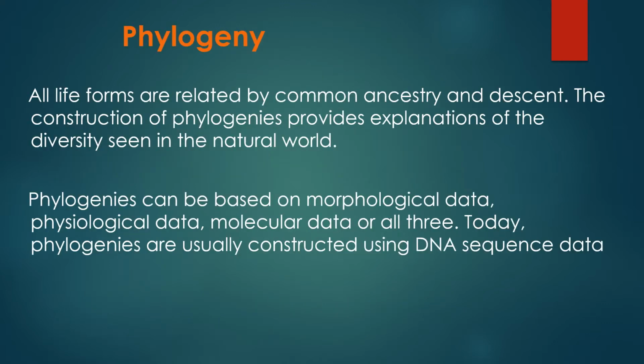So all life forms are related by common ancestry and descent. The construction of phylogenies provides explanations for the diversity that is seen in the natural world, right? Phylogenies can be based on morphological data, some sort of physical variation. It could be physiological data. It could be molecular data, or it could contain all three. There are instances in which you are using all three of those criteria, and you're seeing if there are any relationships that can be found. Today, phylogenies are usually constructed using DNA sequence data.